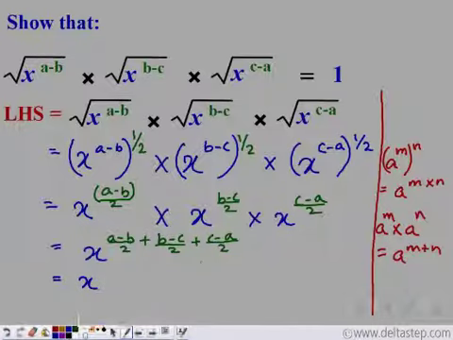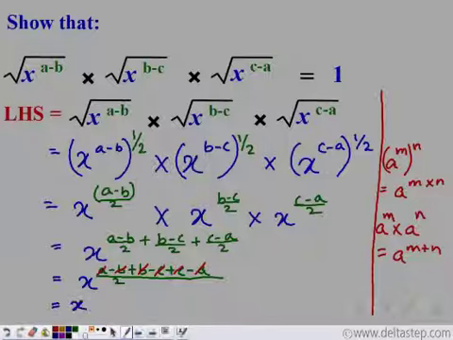Now the denominator is the same in each case. So we have 2 as the denominator. In the numerator, we have a minus b plus b minus c plus c minus a. Now a minus a gives us 0. Negative b plus b gives 0. Negative c plus c gives us 0. So this is x to the power 0 by 2. 0 by 2 is 0. So this is equal to x to the power 0.